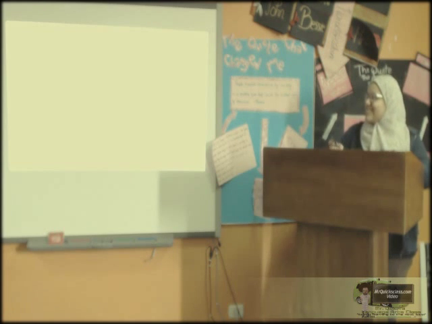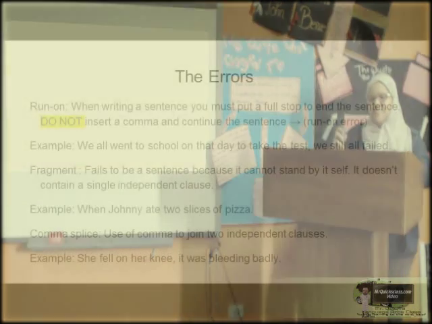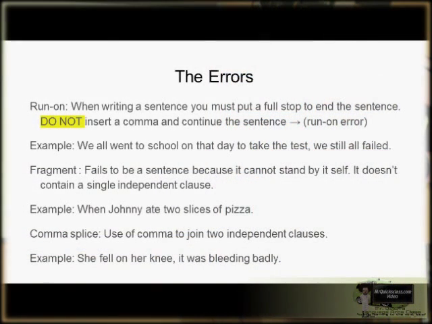Now we're going to talk about the errors. There are three kinds of errors: run-on sentences, fragment sentences, and comma splices. For the run-on sentence, when writing a sentence, you must put a full stop at the end of the sentence, and not insert a comma and continue the sentence. This will be considered a run-on error. Example: we all went to school on that day to take the test, we still all failed.